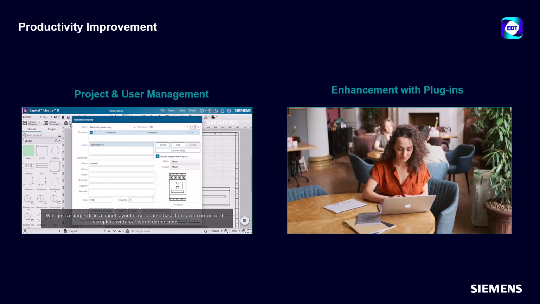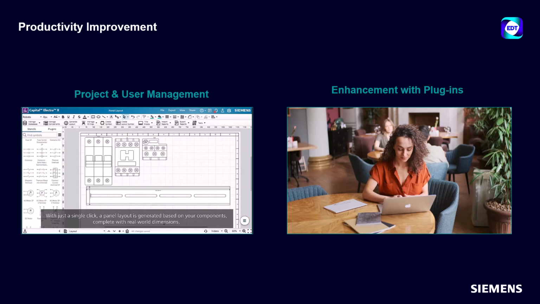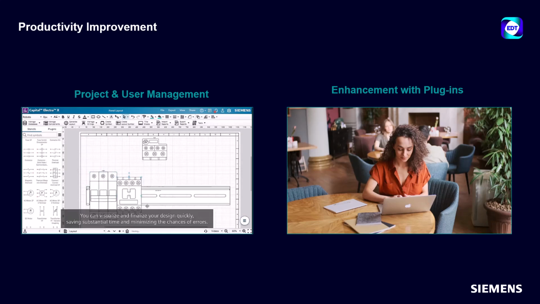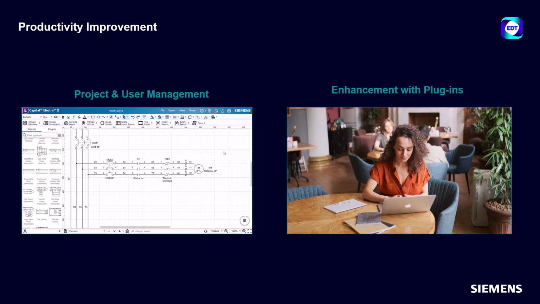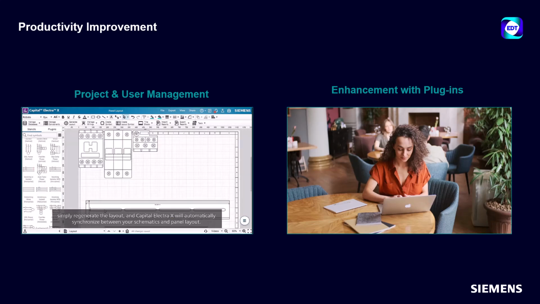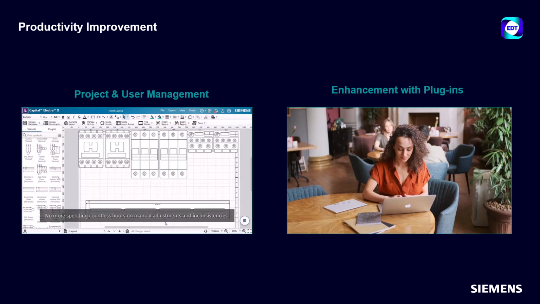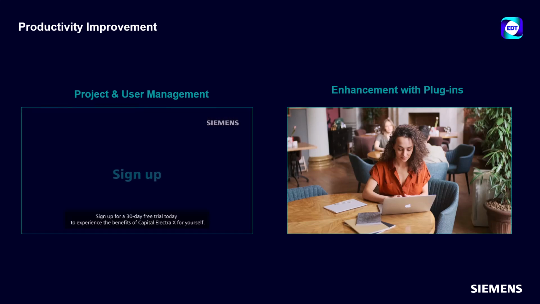There are a wide range of automation features available to accelerate your workflow, such as our powerful panel layout automation feature. With just a single click, a panel layout is generated based on your components. Complete with real-world dimensions, you can visualize and finalize your design quickly, saving substantial time and minimizing the chances of error. The best part is that if you need to make changes to your schematic, simply regenerate the layout and Capital Electra X will automatically synchronize between your schematics and panel layout. No more spending countless hours on manual adjustments and inconsistencies.